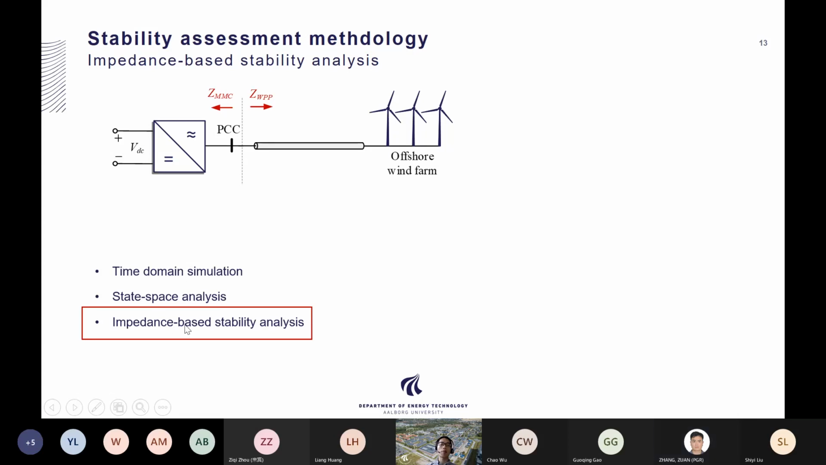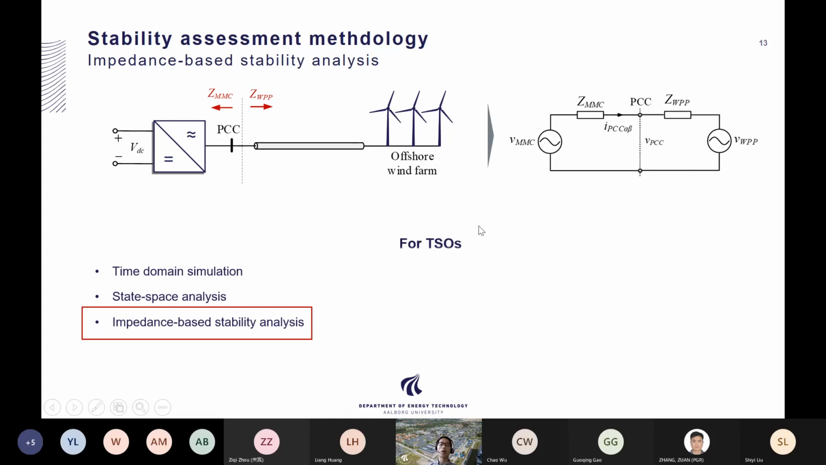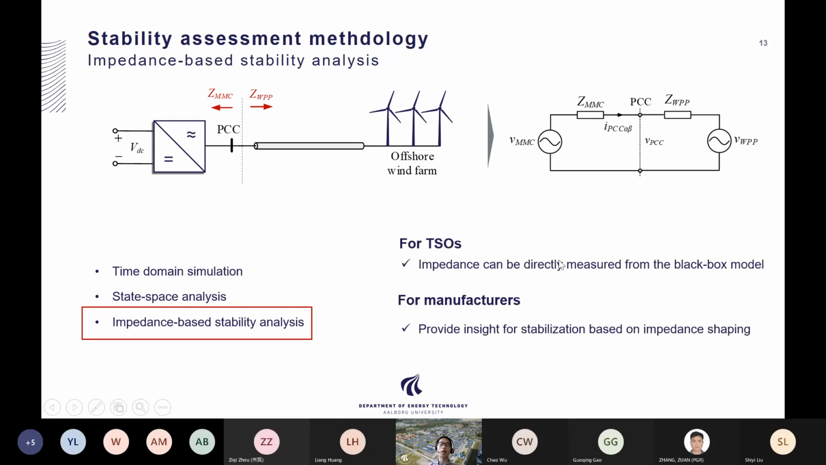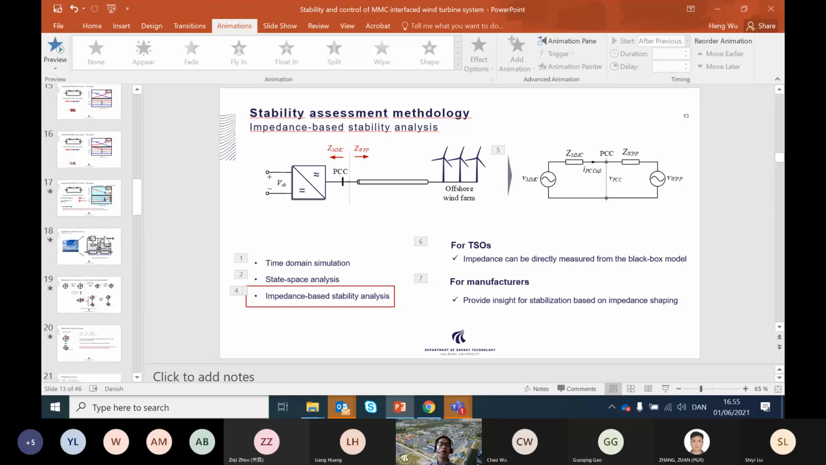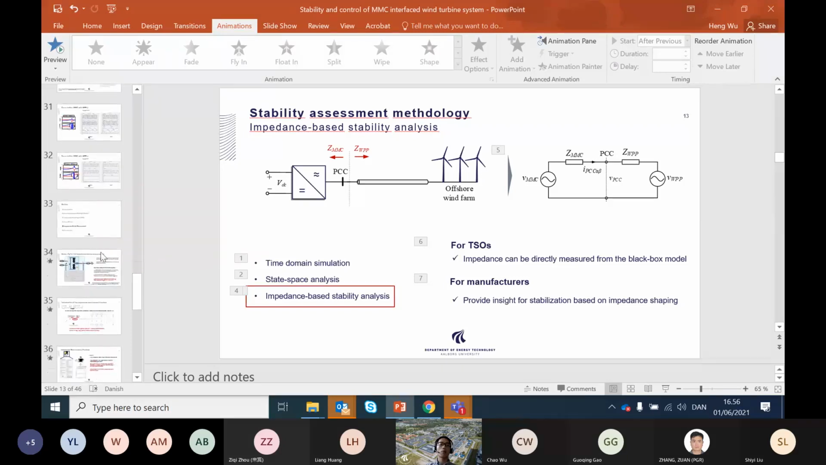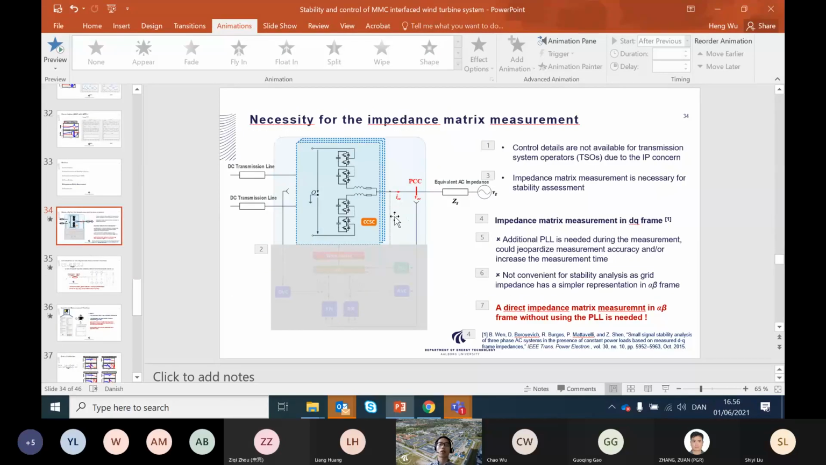But for the impedance-based method, they can still use that methodology because they can simply perform the measurement at the terminal, get the impedance profile, and do the stability analysis. That is why, in the end, I introduced this impedance measurement tool for the German transmission system operator TenneT. In their application, they have no idea of the control details, but they just use our tools to measure the impedance of the black box model and do the stability analysis.